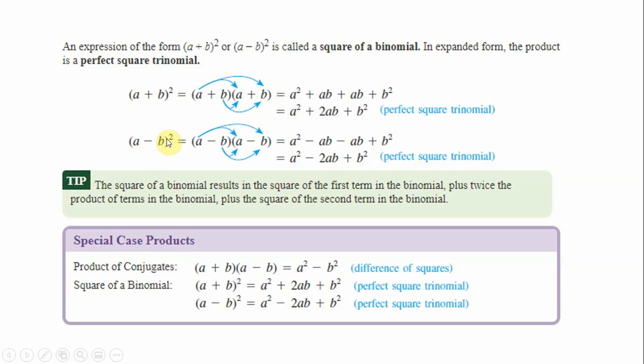Same thing with (a − b) squared. I'm going to square the first, multiply the two together and double, negative 2ab, and then square the last. So the only difference is here I'm going to have this negative, but that naturally follows, because if I multiply the two together, a plus b gives me my ab, and a minus b gives me my negative ab from here.